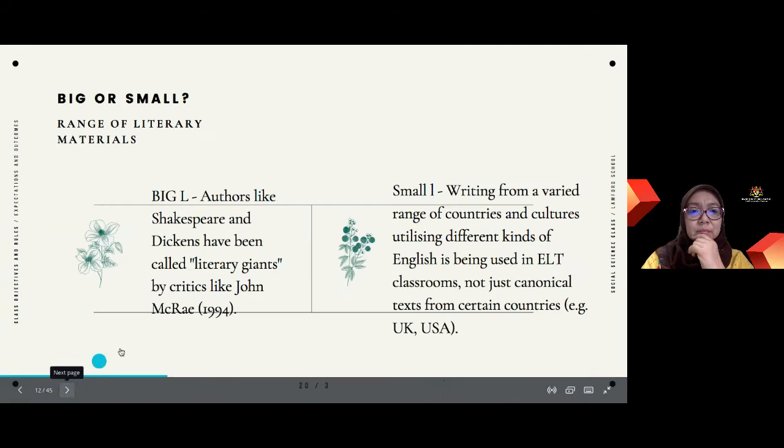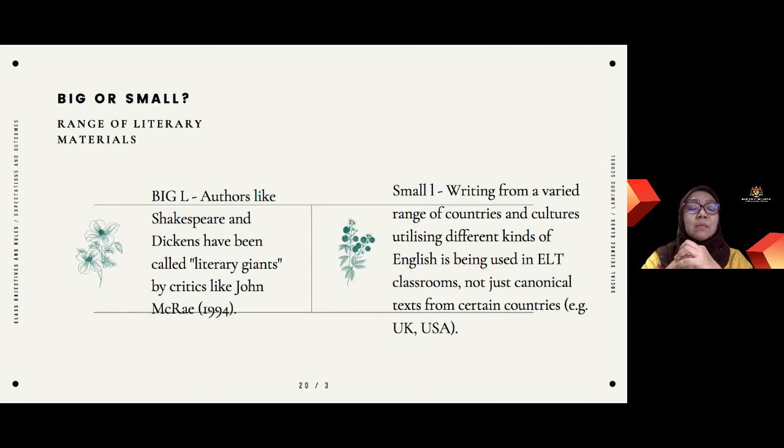Big L or small L? Just now the question was, what if students don't understand? That's the big L, meaning you're giving them really hardcore literary stuff. Students with low proficiency are not ready for big L. They may be ready for small L. Authors like Shakespeare or Dickens have been called literary giants. So don't give them literary giants. They will go out of the door and not come back.